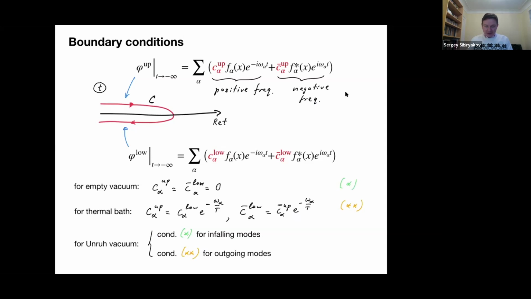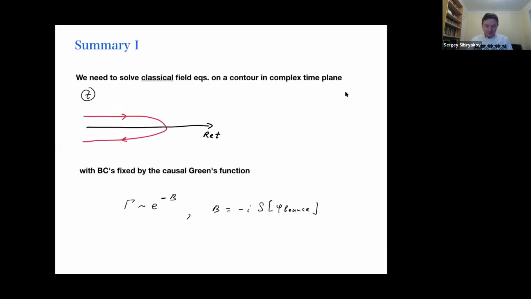Let me skip the slides about the boundary conditions unless there are questions here, because it's a bit too technical. And let me just summarize.